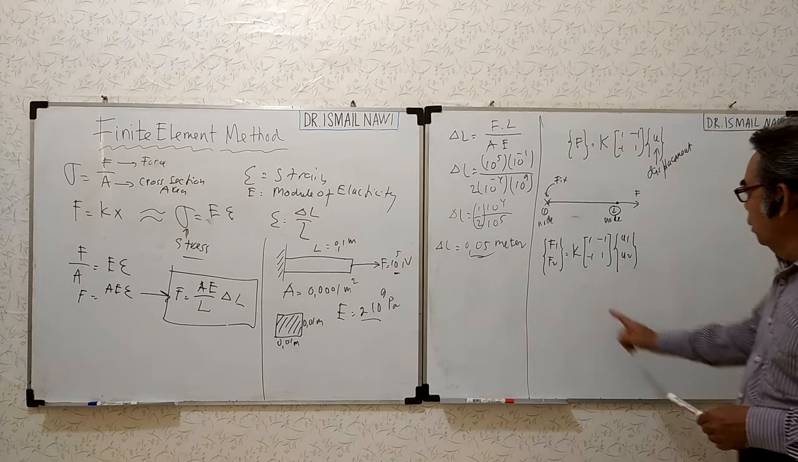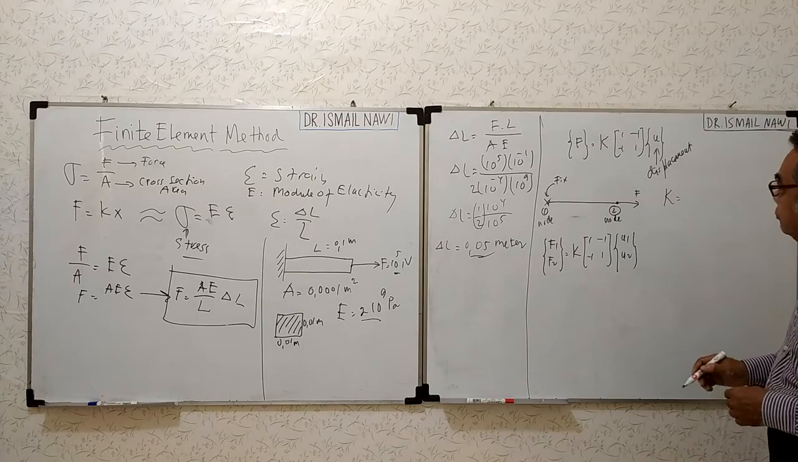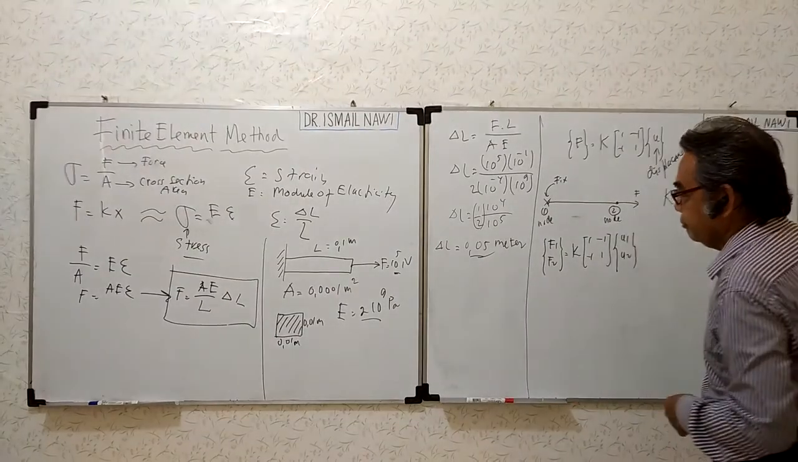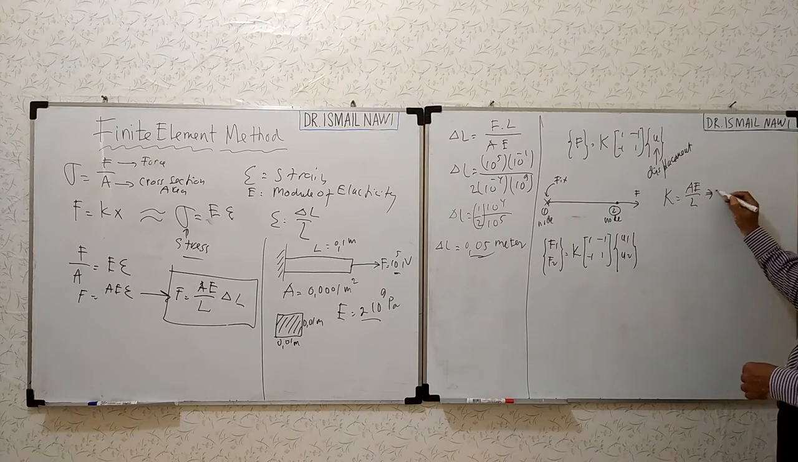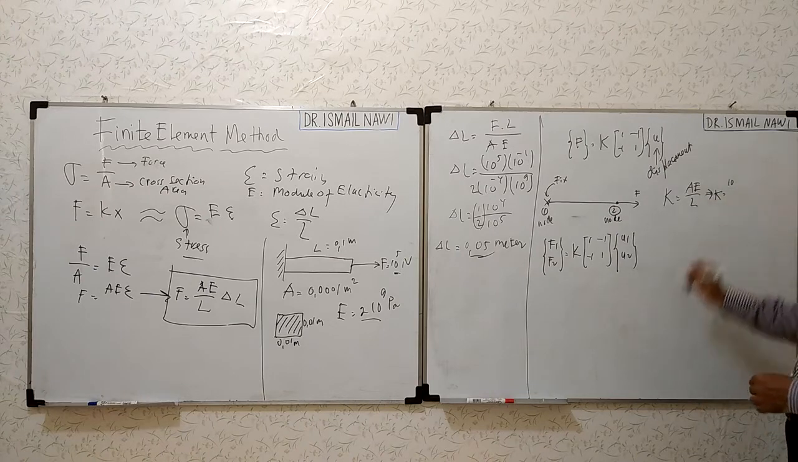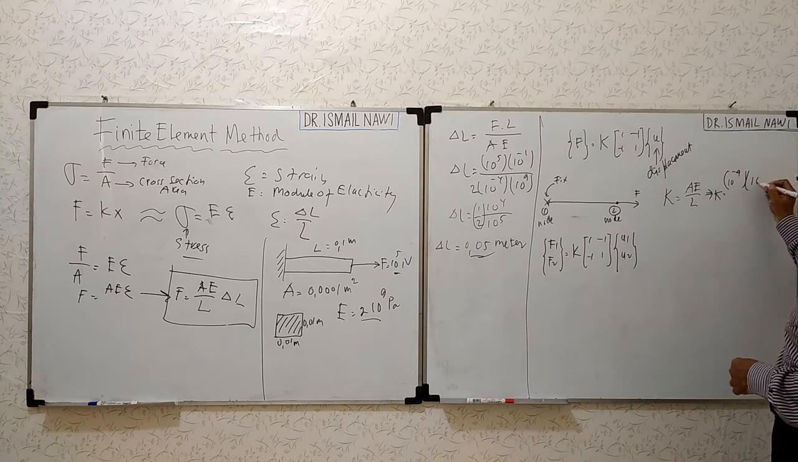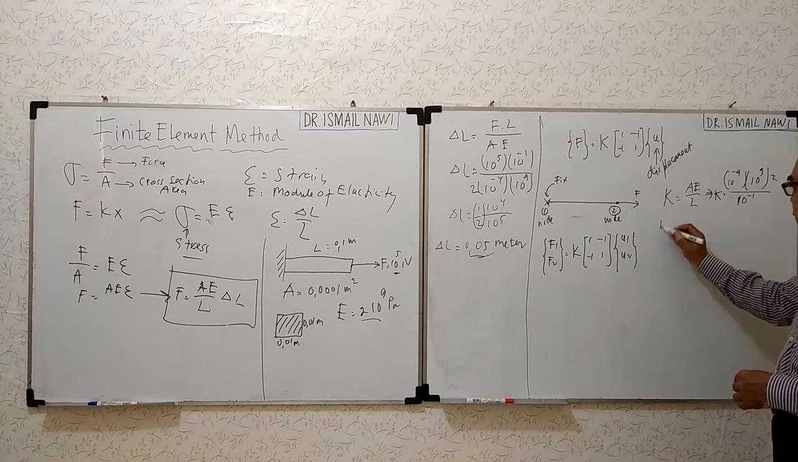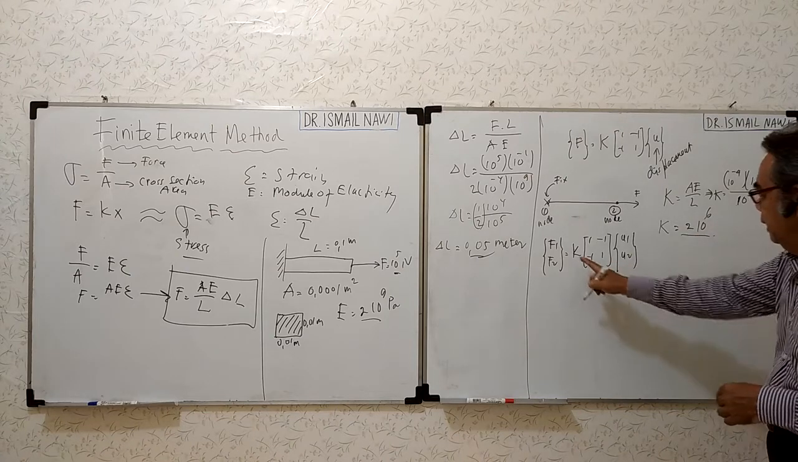Now what is K? K itself is K here, which is A E divided by L. So the value: A, the area, is 10 power of minus 4, E is 2 times 10 power of 9, divided by L, 10 power of minus 1. So K is 2 times 10 power of 6.